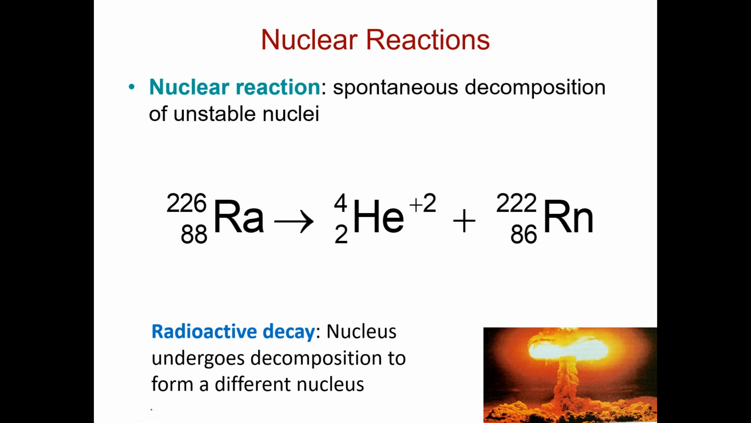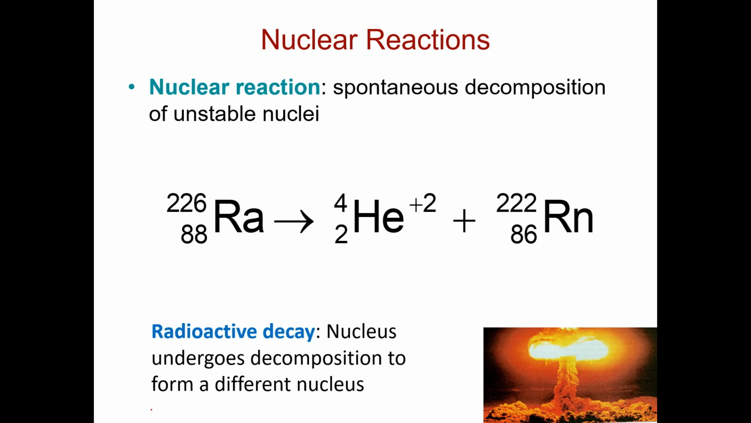So when we have a nuclear reaction, we are referring to a type of reaction where we have a decomposition of an unstable nucleus. If we have a large enough nucleus, especially once we get above about lead or so, those nuclei become so large that they're unstable, and they will spontaneously break down into smaller elements.